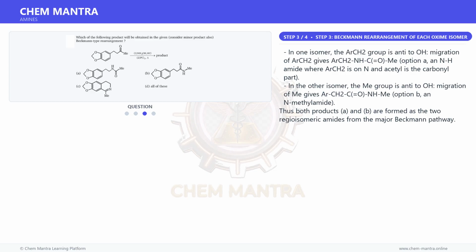In one isomer, the ArCH2 group is anti to OH. Migration of ArCH2 gives ArCH2NHC=O(Me), option A, an NH amide where ArCH2 is on N and acetyl is the carbonyl part. In the other isomer, the Me group is anti to OH. Migration of Me gives ArCH2C=O(NHMe), option B, an N-methylamide. Thus both products A and B are formed as the two regioisomeric amides from the major Beckmann pathway.